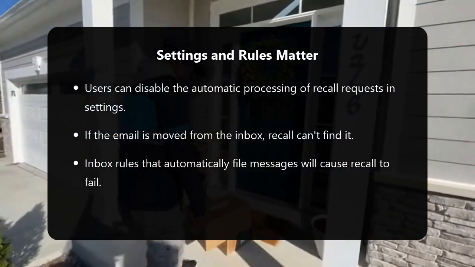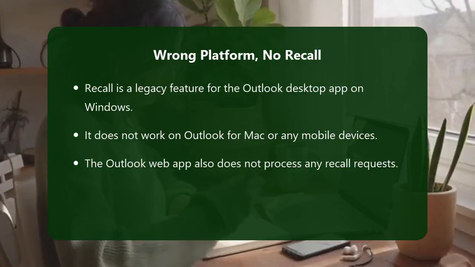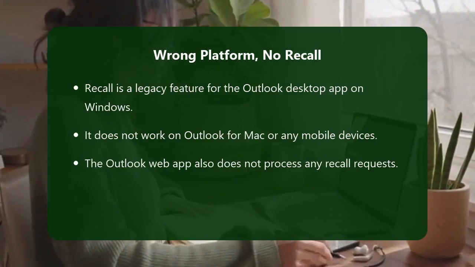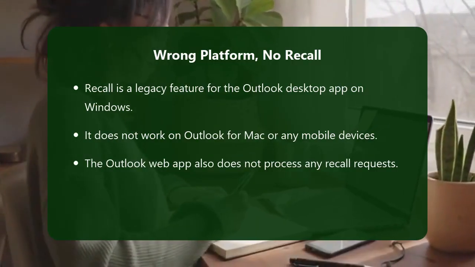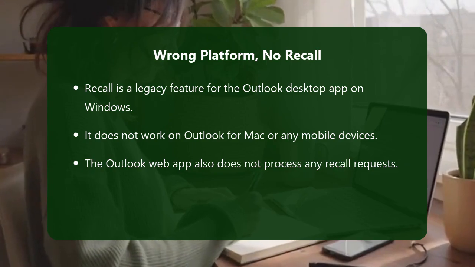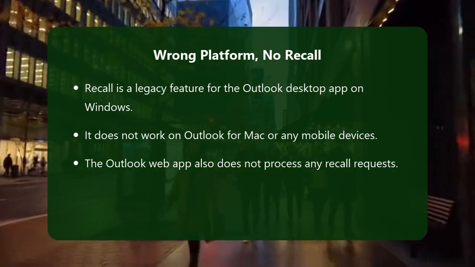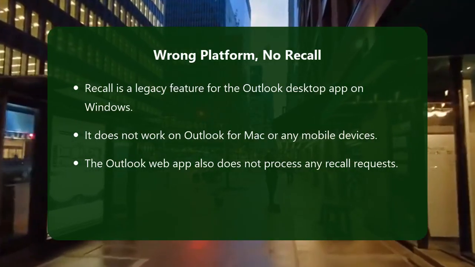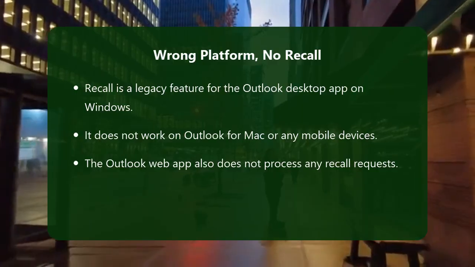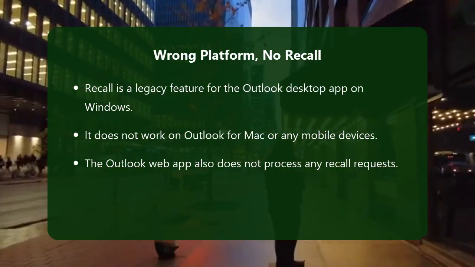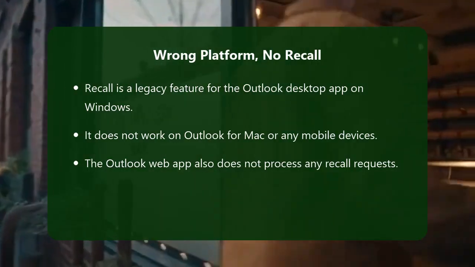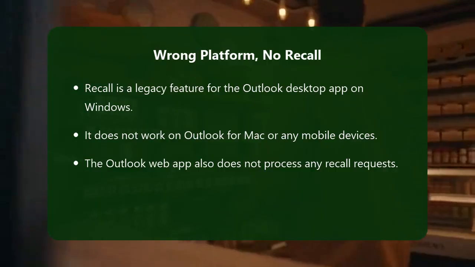Essentially, for a recall to have any chance of succeeding, a perfect storm of conditions must be met. Both sender and receiver must be on the same Exchange server, using the Windows Outlook desktop client, the recipient must not have read or moved the original email, and their settings must be configured to automatically process the request. Given this fragile chain of dependencies, the feature is fundamentally unreliable in most modern work environments, making it a tool of last resort with a very high probability of failure.